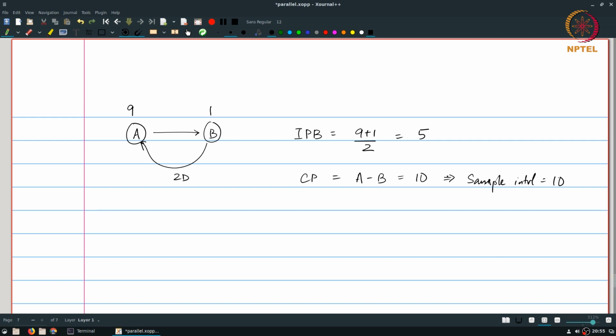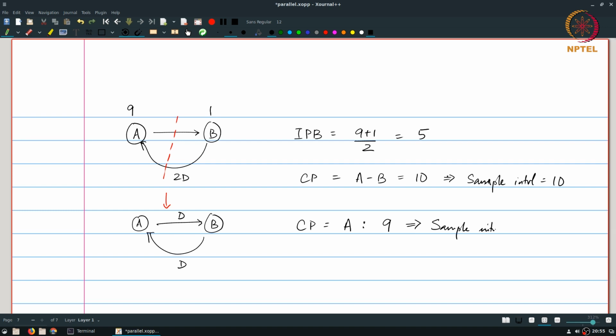is equal to 10. Let's apply retiming and we end up with a modified graph which looks like one delay here, one delay here, and here comes the problem. The critical path now is going to be A, which has a delay of 9 time units, which means that the sample interval is equal to 9, which is significantly greater than my ideal sampling interval of 5.